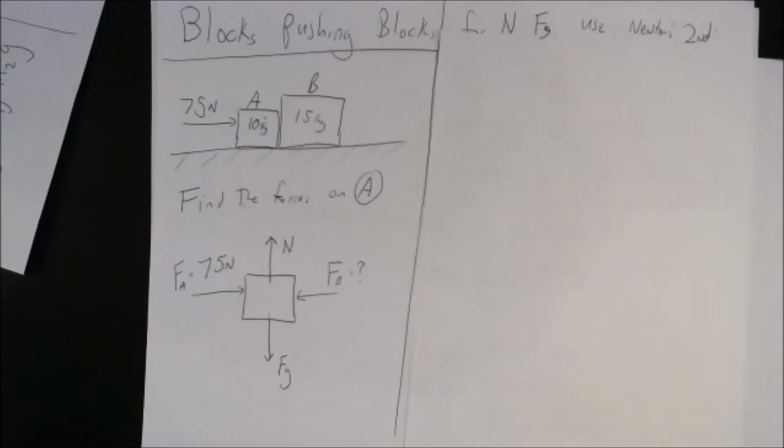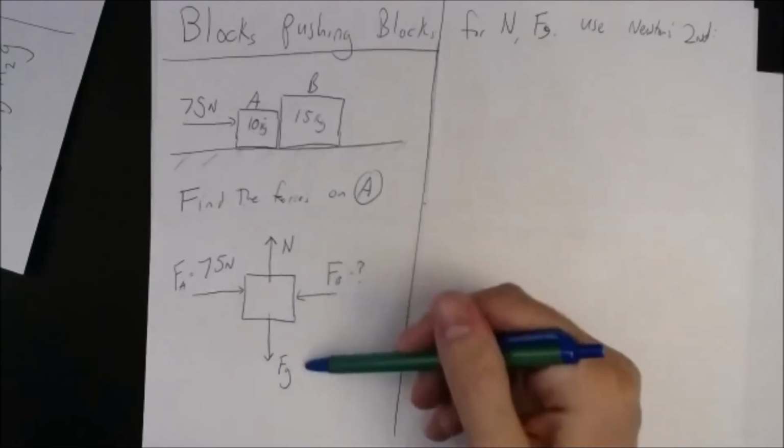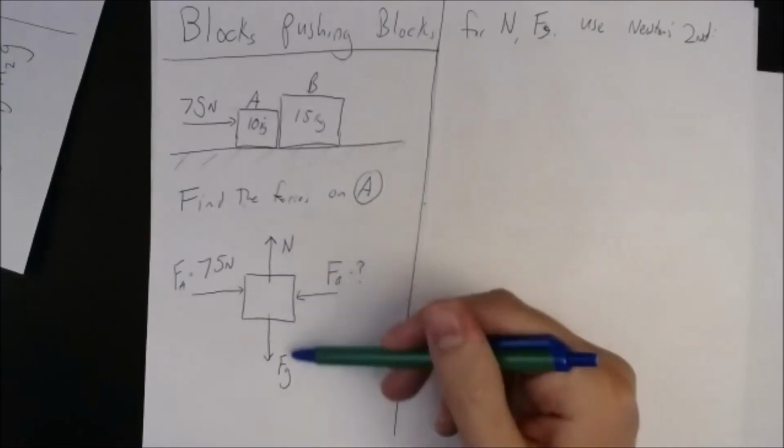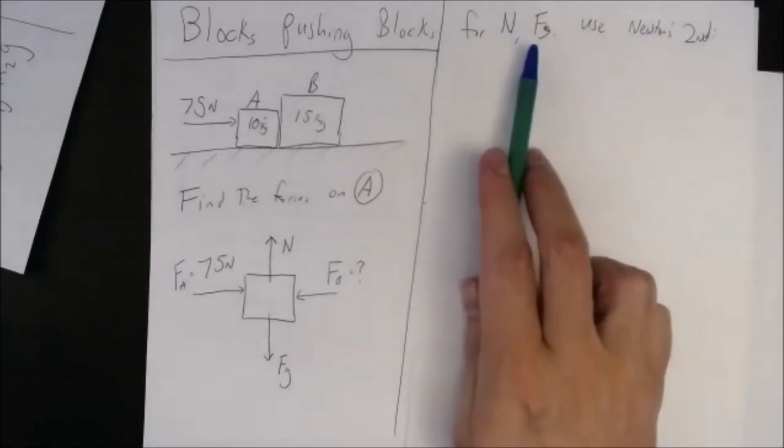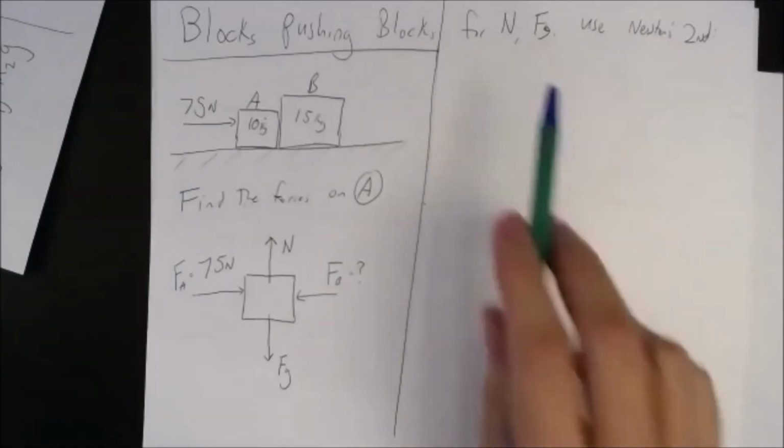What do we do? We can first start looking at the normal and the force of gravity. So we can use Newton's second law to figure out the value of the normal force and the force of gravity.